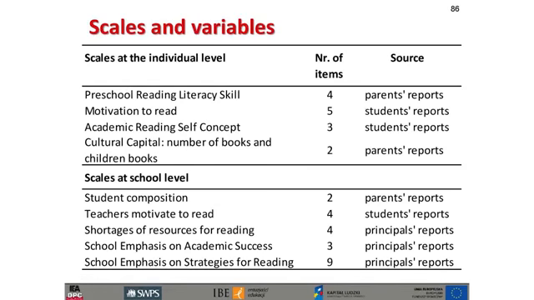The scales at the individual level were preschool reading literacy skills, motivation to read, academic reading self-concept, and cultural capital, which was a simple modeling using just the number of books and children's books at home. I mean, this is one of the limitations. I will explore it later on. At the school level, we included student composition of the school, teachers' motivation to read, shortages of resources for reading, school emphasis on academic success, and school emphasis on strategies for reading.